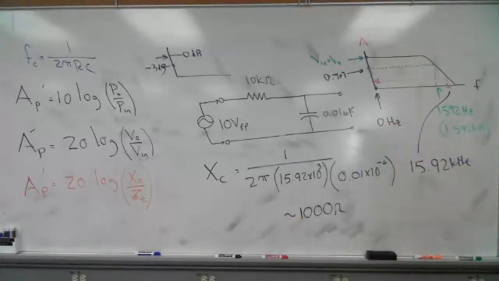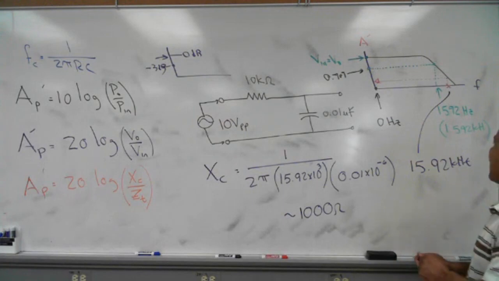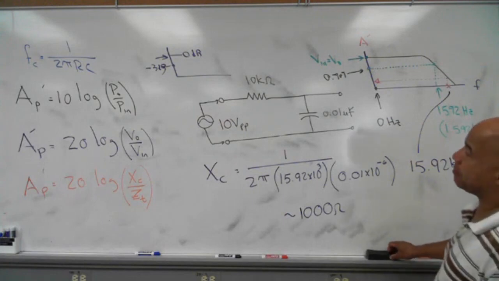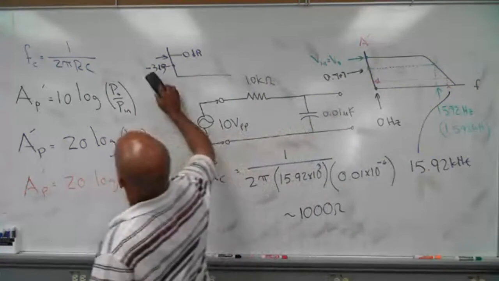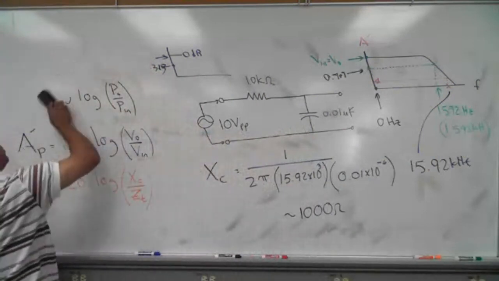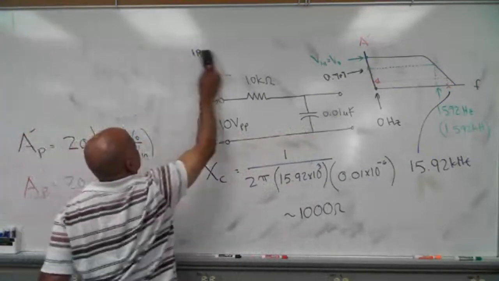I got 999.7. Yeah, I got the same. Okay. We're going to just round that to about 1,000 ohms. Okay? Well, if we know that's 1,000 ohms, then I guess I can erase some of this. Let's figure out, that's this number.